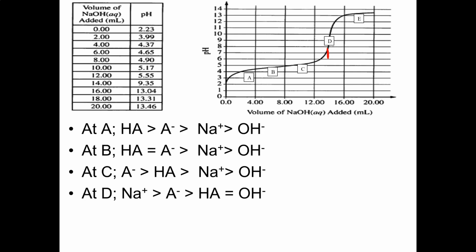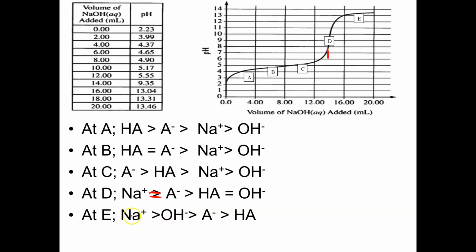At D, Na+ is starting to win. These two really should be equal instead of greater than. That makes more sense. Which is greater than HA, which is equal to OH-. Because at this point, remember, they're equal to each other. So they consume each other. And at E, Na+, well, that would be greater than OH-.